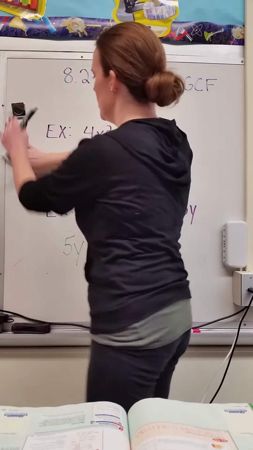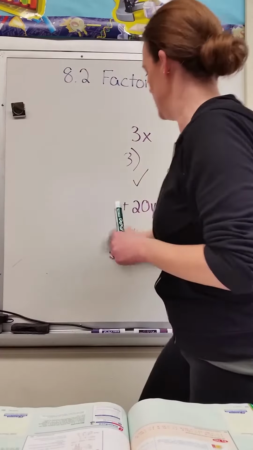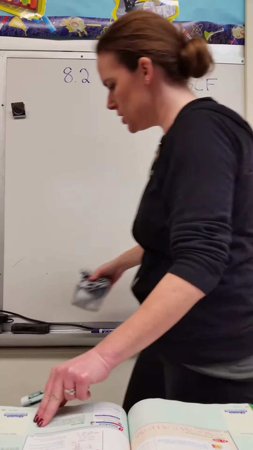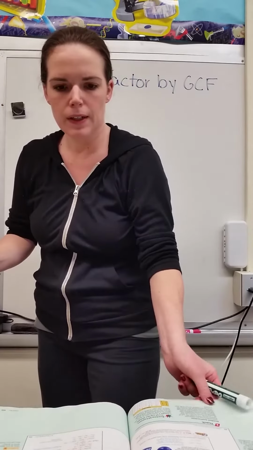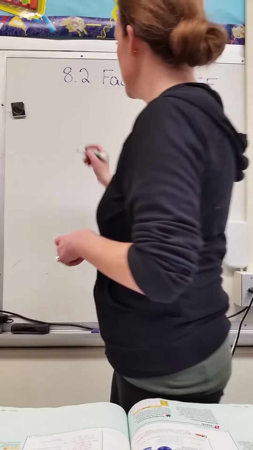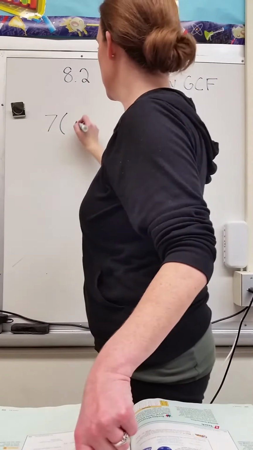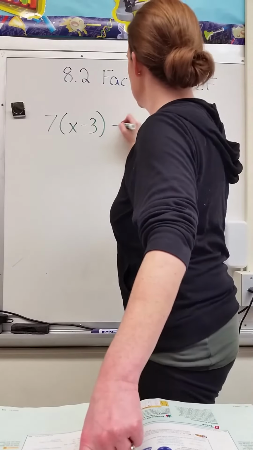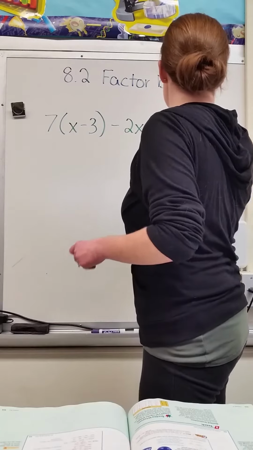In this section, they also do something slightly more complicated, where they're going to talk to you about factoring out an entire binomial. So here's what that looks like. If you have 7 and then an x minus 3, minus 2x, x minus 3.